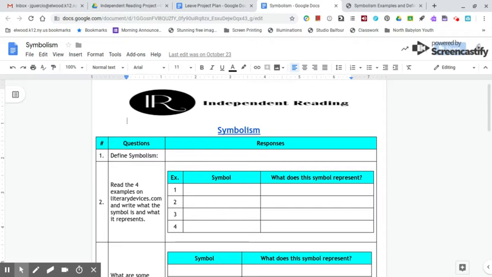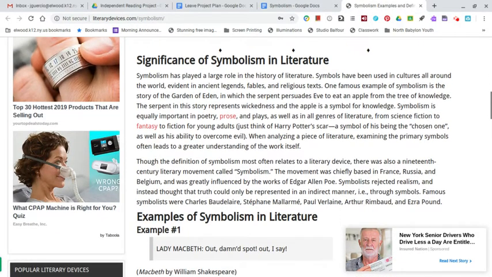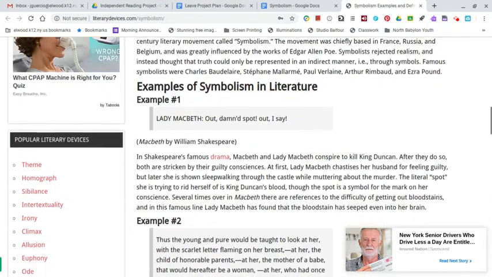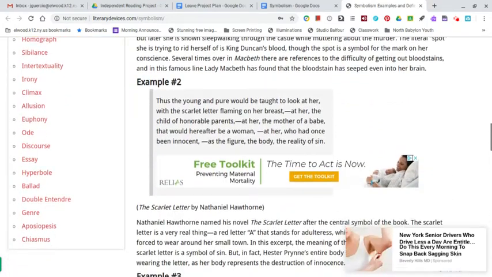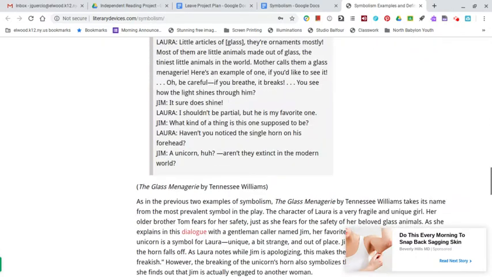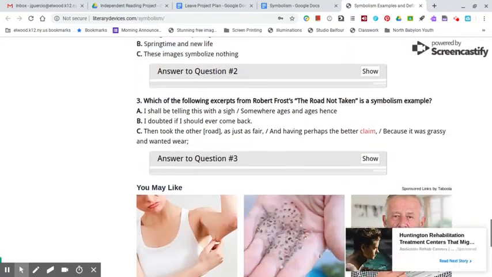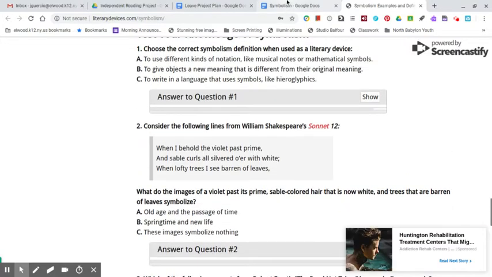So we should have a very good idea of what symbolism is. I kind of said the definition in this response already, so you could do that pretty easily. There are 4 examples on the website link when you go down. There are some good explanations of symbolism here. Here are the examples. Read the examples. Explain what the symbolism is for each example. If you want further practice, you could test your knowledge with the questions.